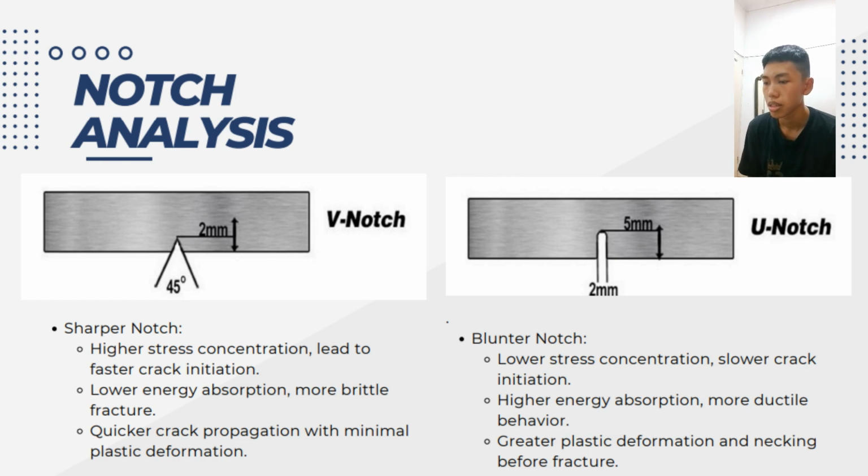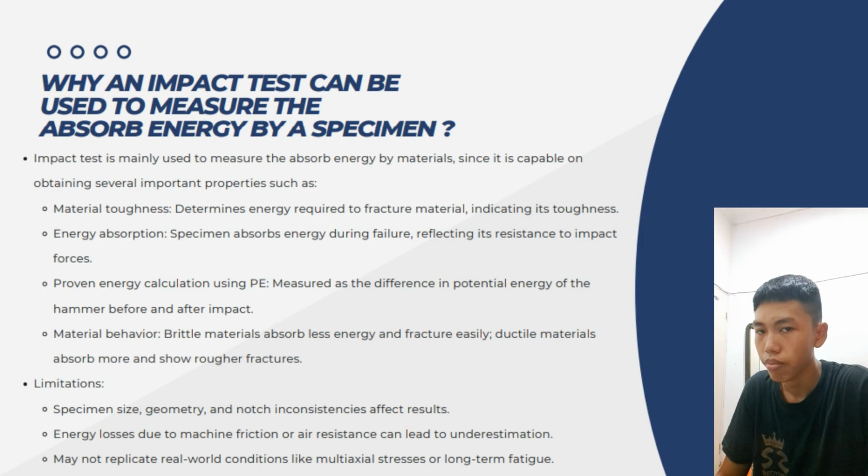On the other hand, a blunter notch will cause the material's stress concentration to be lower, which slows the crack initiation that happens to the specimen. Also, it may create a higher energy absorption, which creates an illusion of more ductile behavior since there's a fillet area which creates a low stress concentration. Lastly, greater plastic deformation and necking will occur before the fracture.